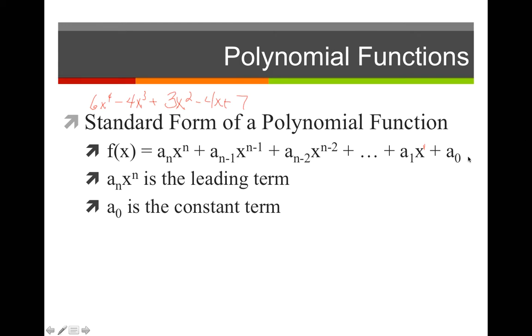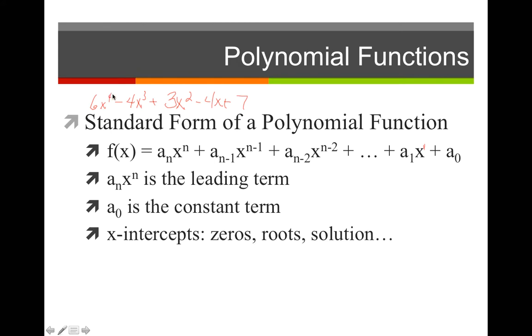So a sub 0 is called the constant term. In the case of the polynomial up here, the constant term is 7. The leading term is 6x to the fourth. The leading coefficient is 6, and the degree is 4.